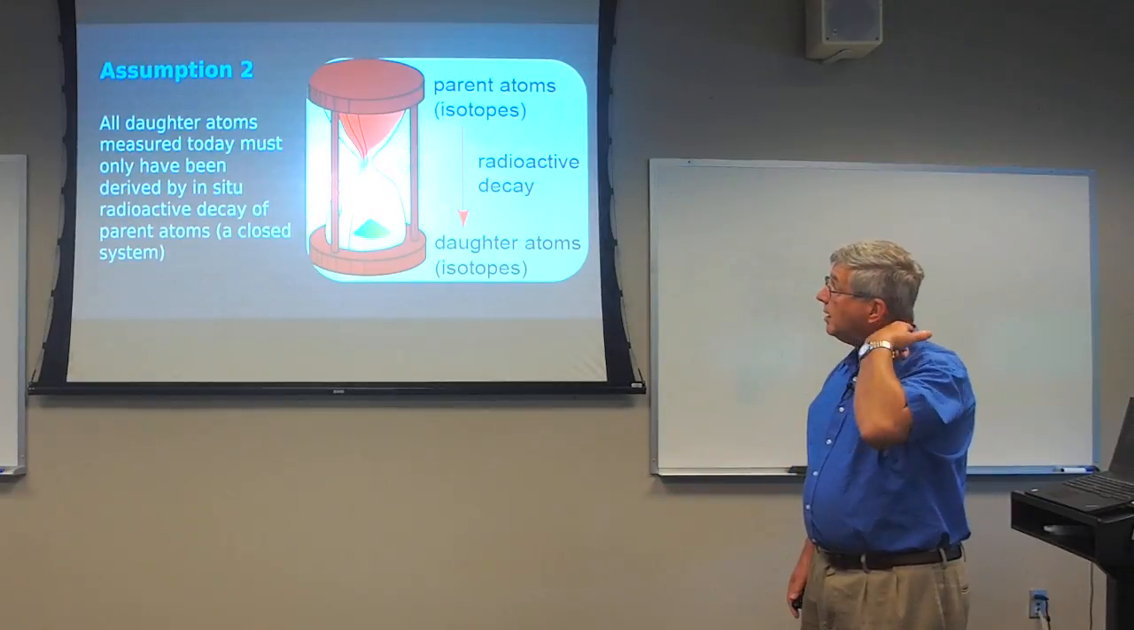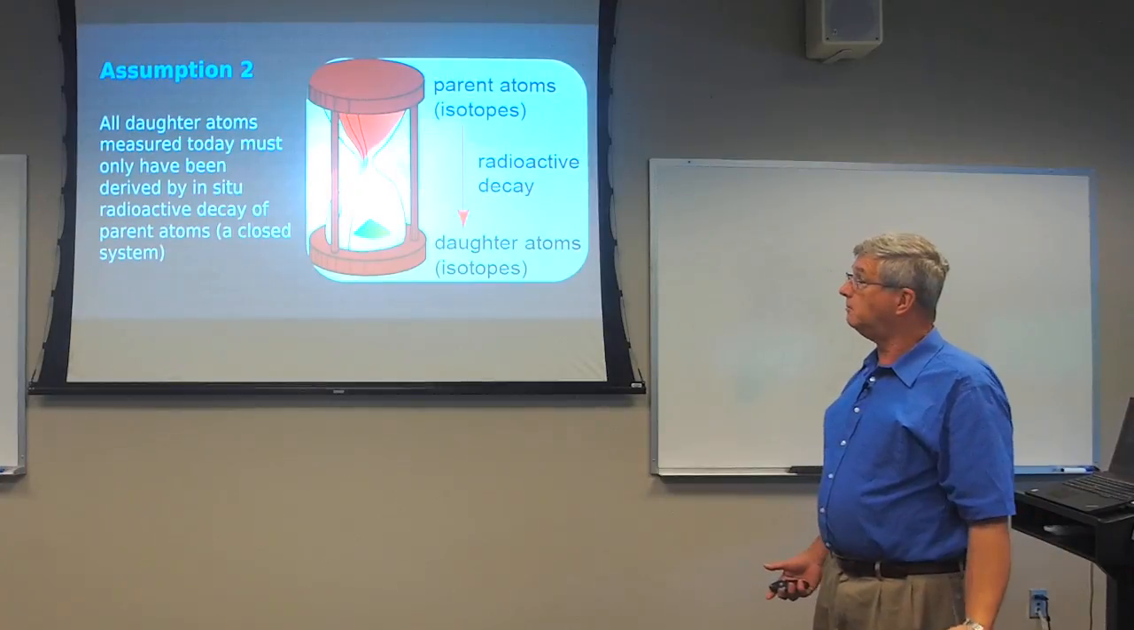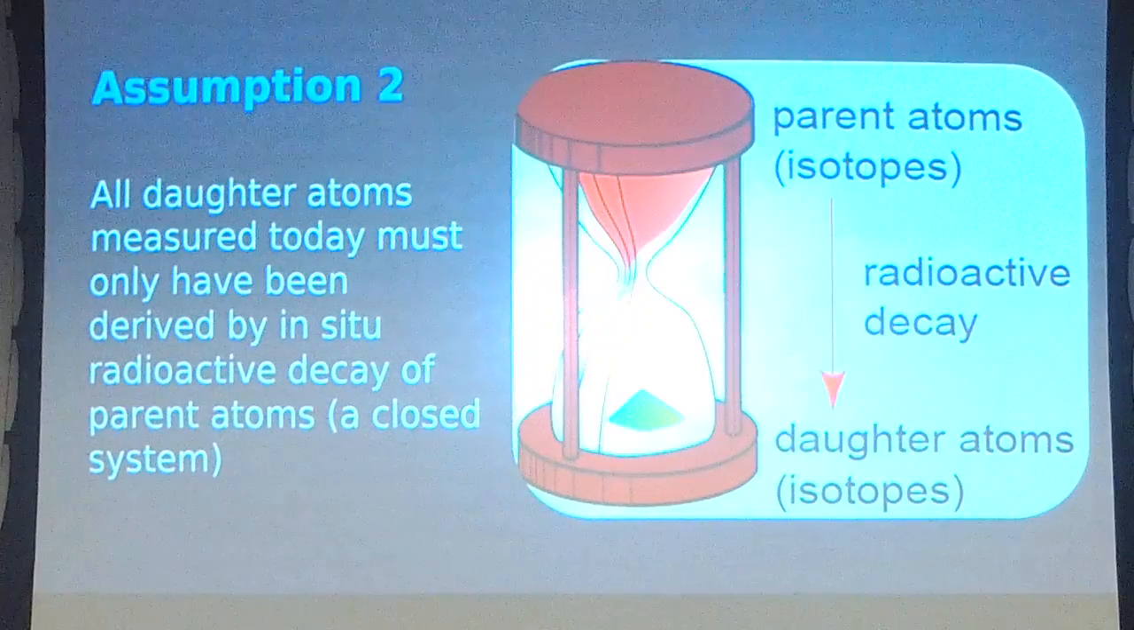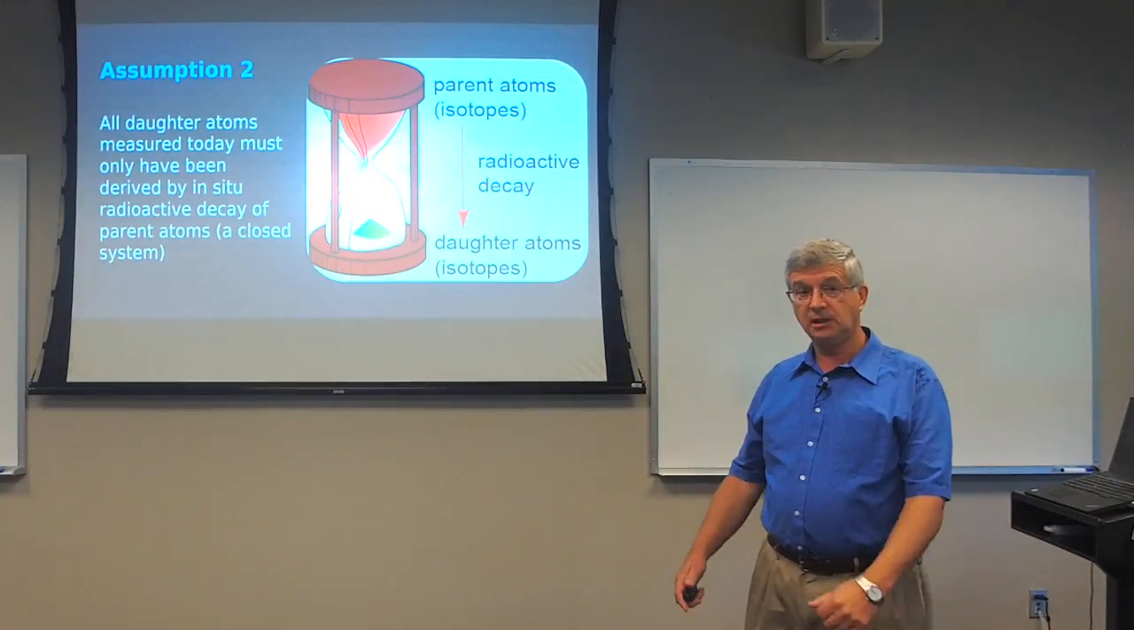We'll come to that momentarily. Assumption number two: all the daughter atoms measured today must have only been derived by in situ radioactive decay of the parent atoms. You know what the word in situ means, in place. And you therefore have to have a closed system.